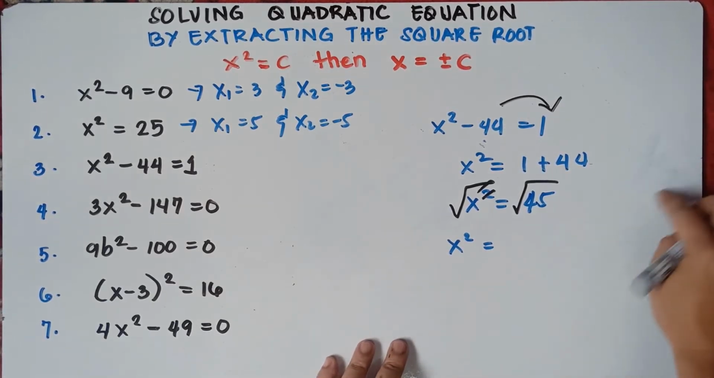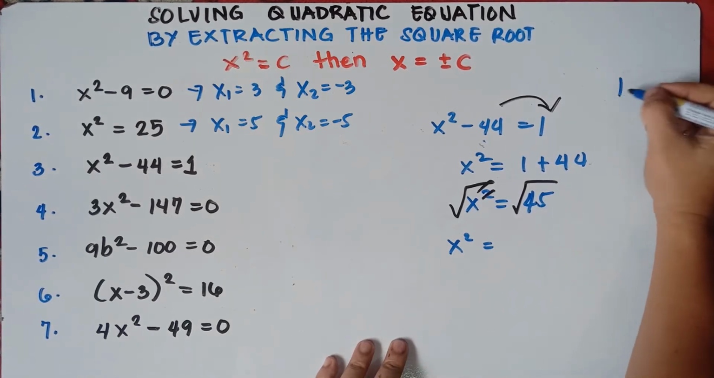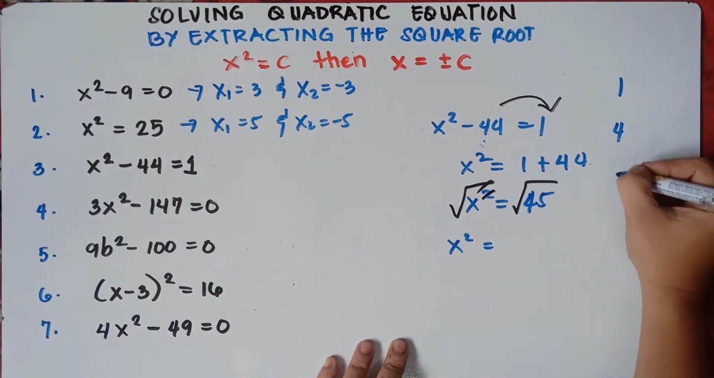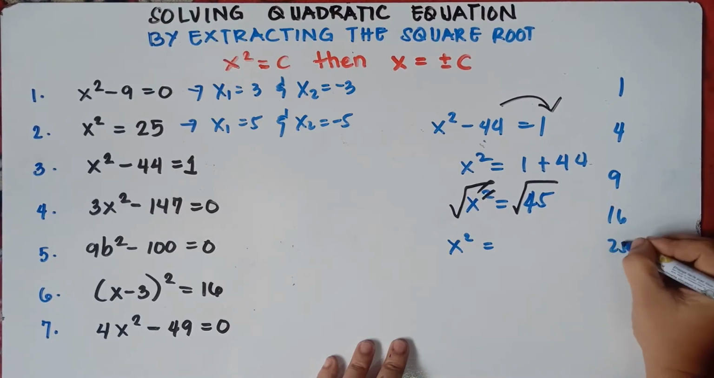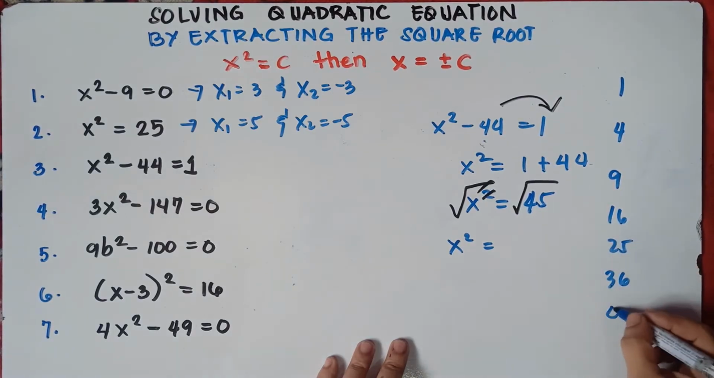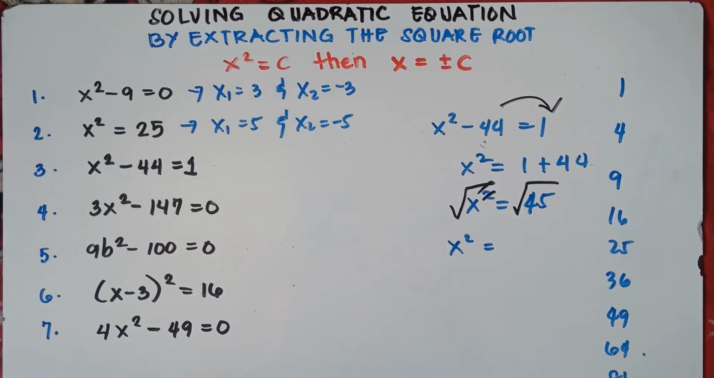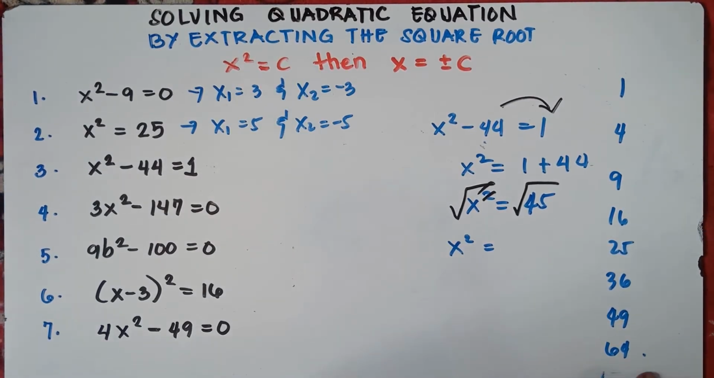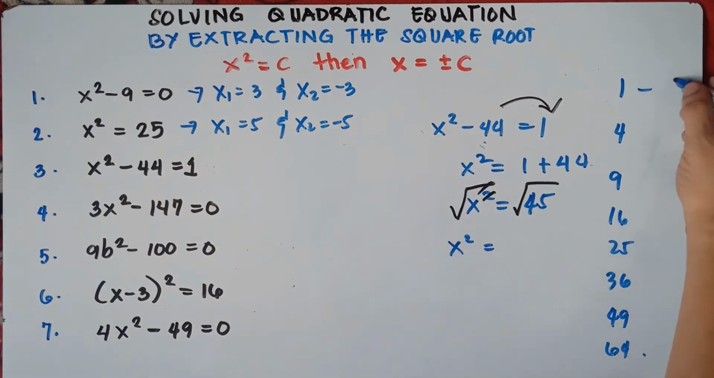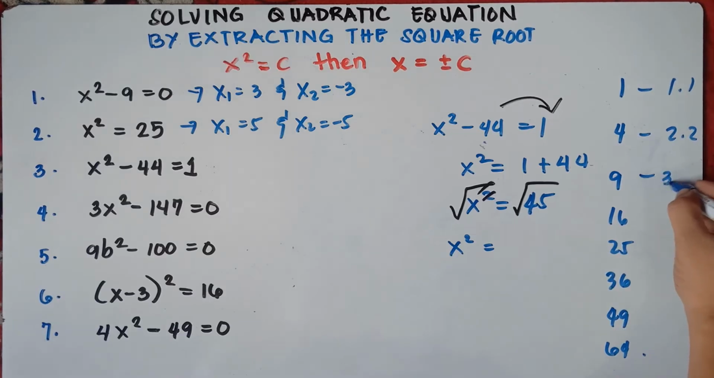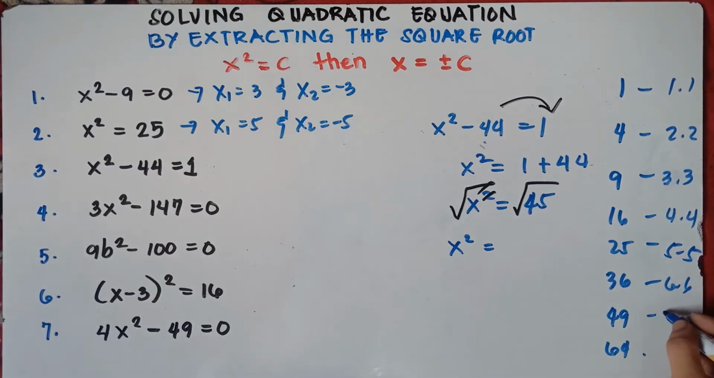So what are the perfect squares? Of course, we have 1, we have 4, 9, 16, 25, 36, 49, 64, and so on, right? 81, and so on. So these are the perfect squares. Of course, for 1, what is 1 times 1? 4, that's 2 times 2. 9, that's 3 times 3. 16, 4 times 4, 25, 5 times 5. 36, 6 times 6, 49, 7 times 7, 64, that's 8 times 8.